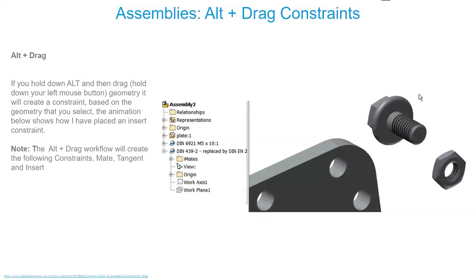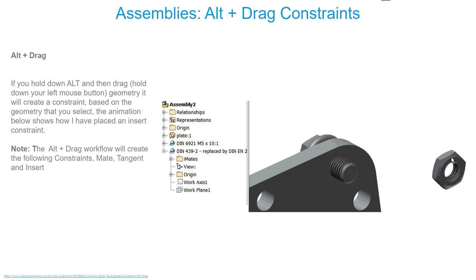Right, a tip that I learned from Chris Turner is the Alt drag inside of Inventor. You can grab some edges, hold down Alt and drag them. You can snap geometry together. It works with the mate, the tangent, and the insert constraint.